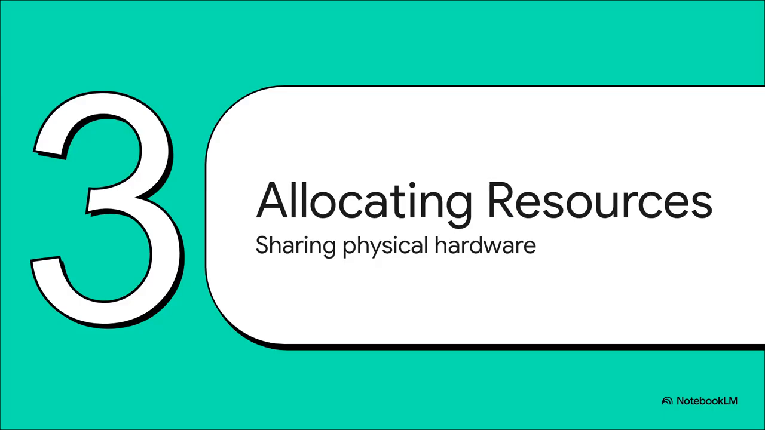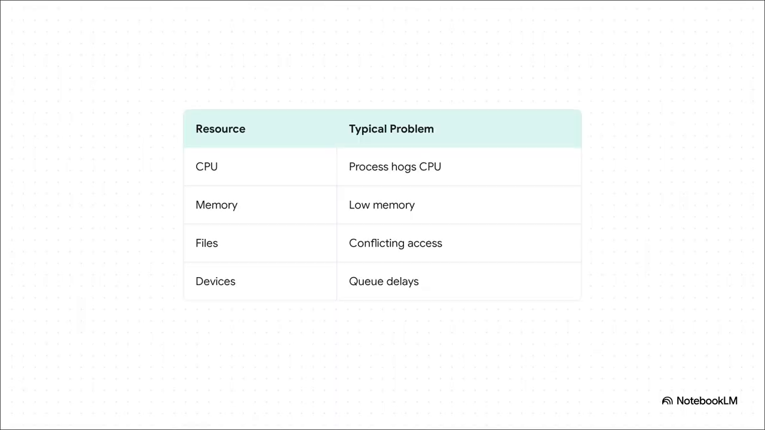Which brings us to section 3, allocating limited resources. The OS is constantly putting out fires when it comes to handing out physical components. For the CPU, the typical problem is a single greedy process hogging all the time. For memory, your RAM, the OS has to decide exactly how much space each task gets, fighting against low memory or this thing called thrashing, where the system just gets totally bogged down moving data around instead of processing it.